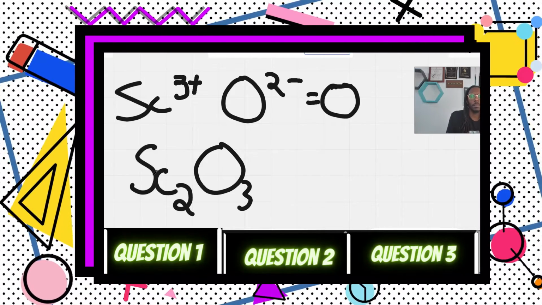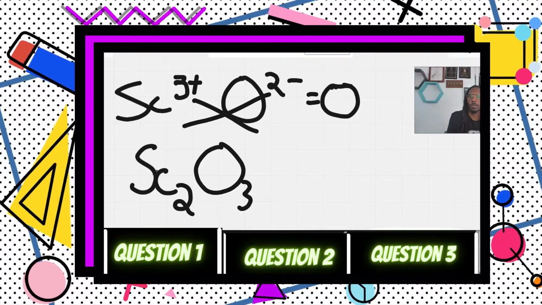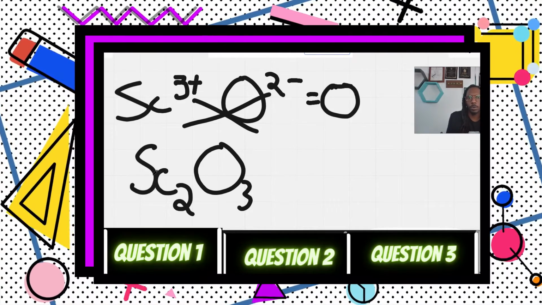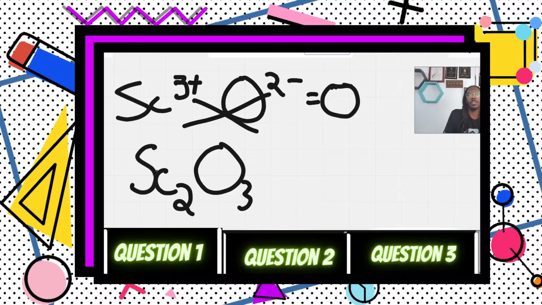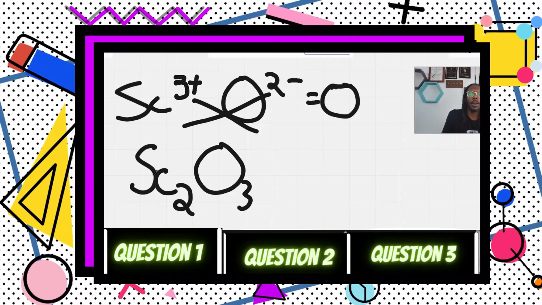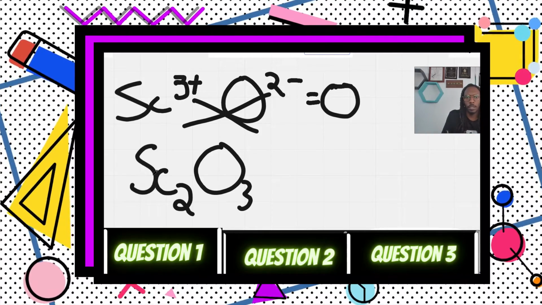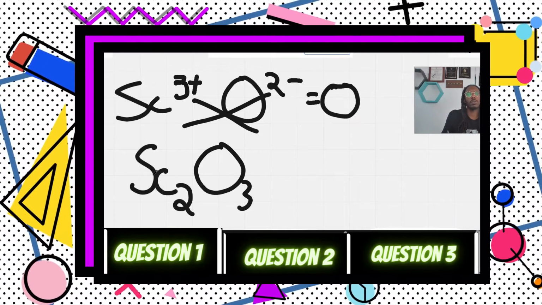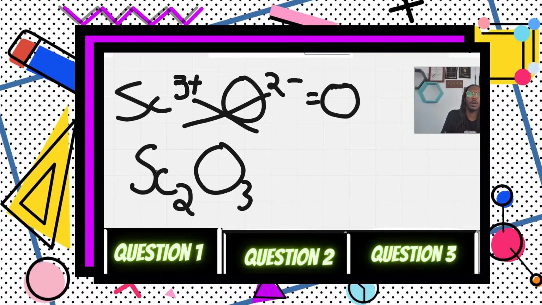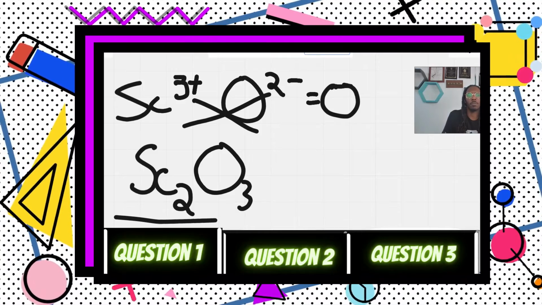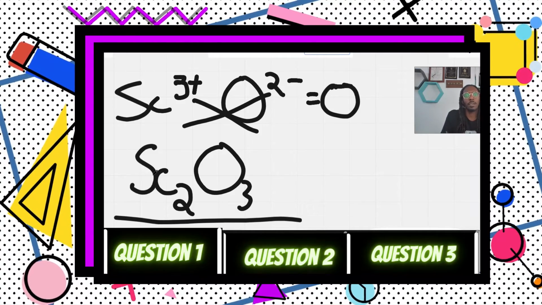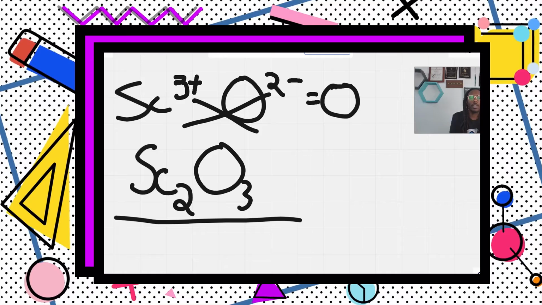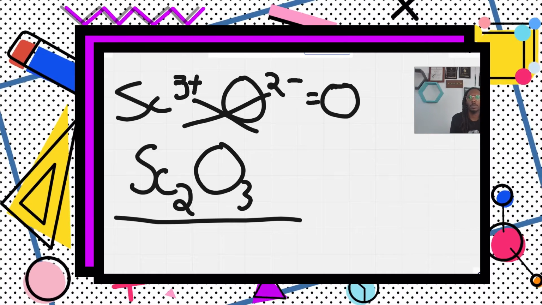The other way is to think of it as a cross. Your +3 will go here, your -2 will go here. That's just another way of writing these formulas out. So the cross method, the X method, or, once again, just think about what they have in common. In this case, they have 6. I need 3 oxygens to get me to 6. I need 2 scandiums to get me to 6. And this is the chemical formula when we combine scandium and oxygen together: Sc2O3. So how'd y'all do? Did you get all 3 right? Did you get some of them right?